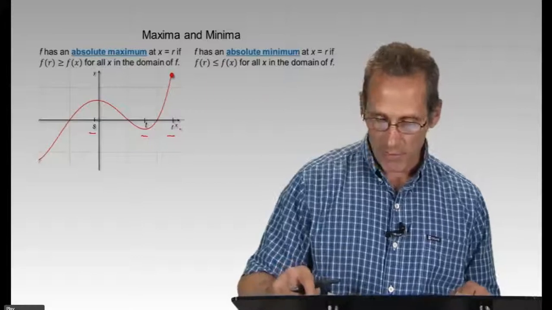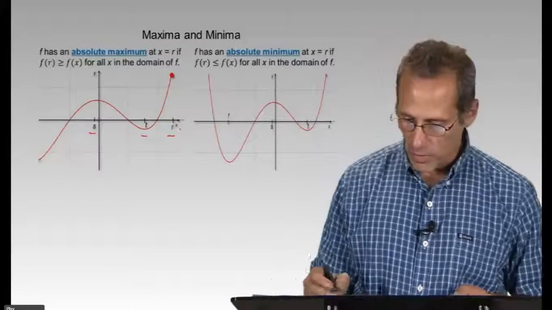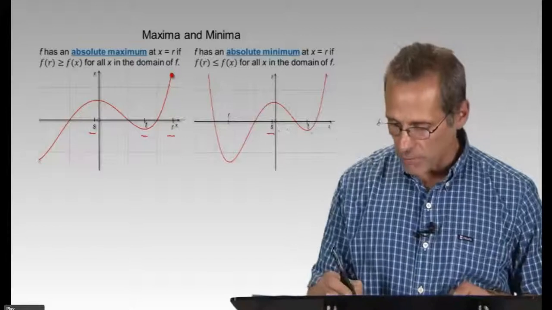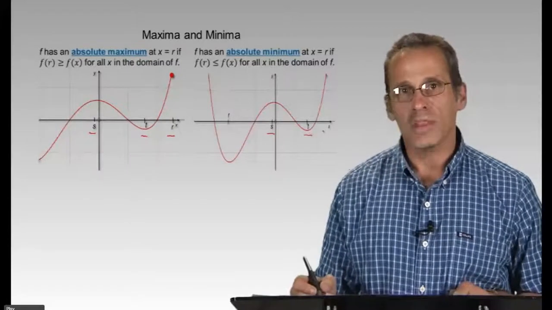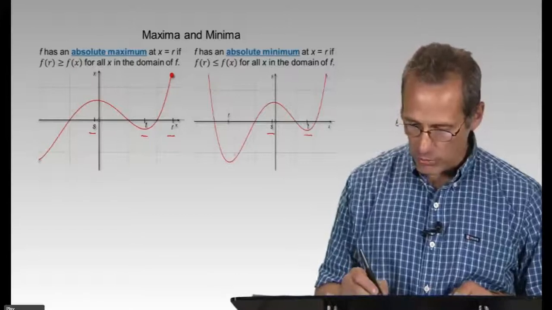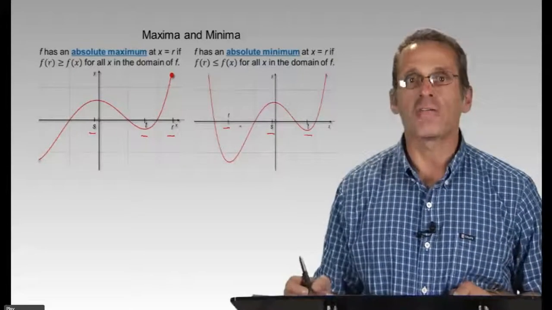Let's look at a second graph. Notice we have a relative maximum at s and a relative minimum at t, but the absolute minimum occurs at r. This is the lowest point on the entire graph.